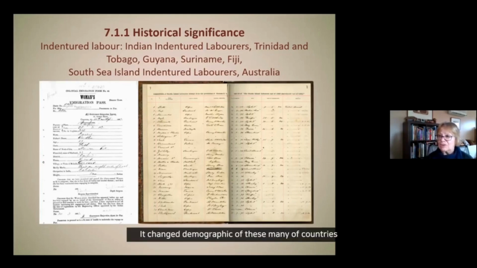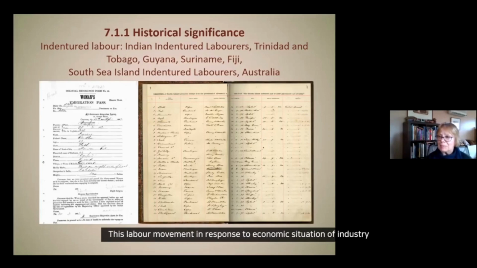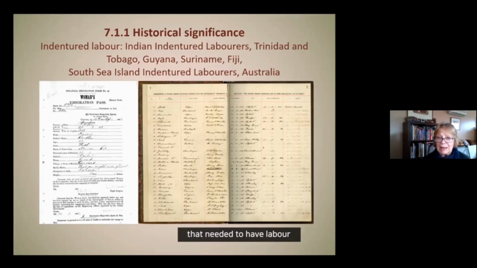And of course, that changed the demographics of many of these countries. Fiji is now almost 50% Indian. Trinidad and Tobago has also got a large Indian population. So these movements of people, labour movement, in response to an economic situation, an industry that needed to have labour, and these particular documents are held in the National Archives of Fiji.